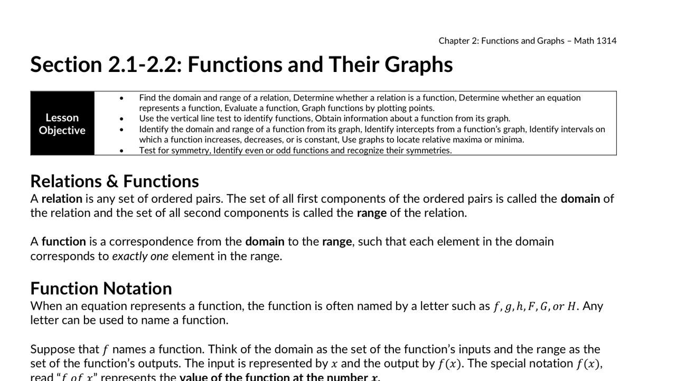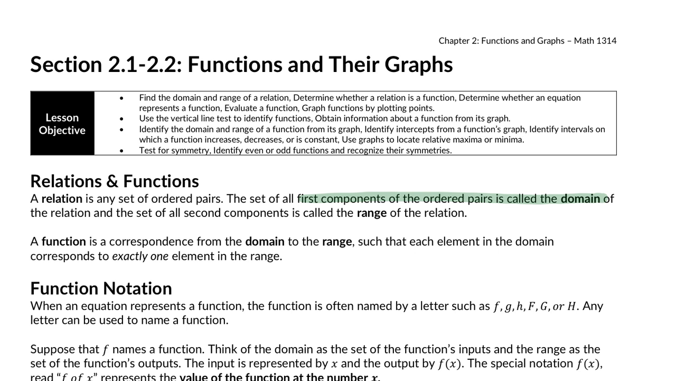All right, first things first, when we're talking about functions, we have to go even further back, and we have to talk about a relation. All functions are relations, but not all relations are functions. A relation is any set of ordered pairs. A mapping from an x to a y is considered a relation. In particular, though, they have names. The set of all first components of the ordered pairs is called the domain of the relation.